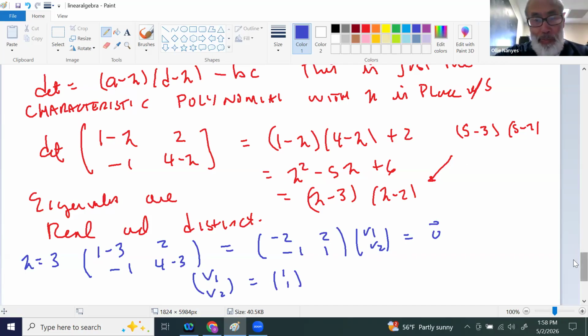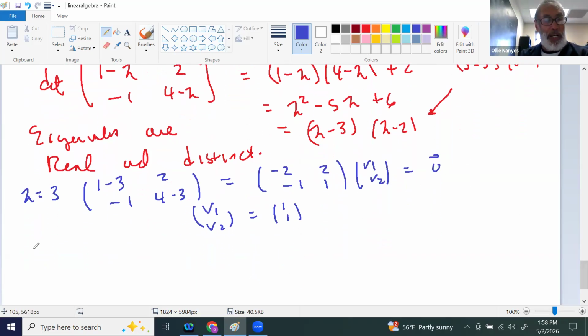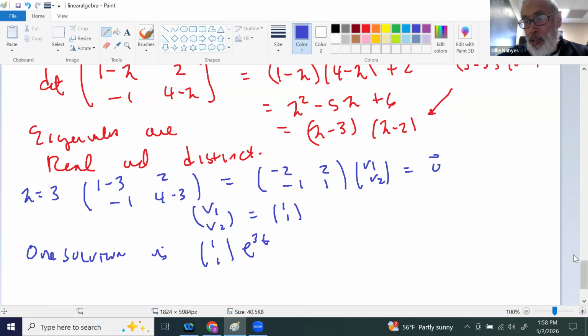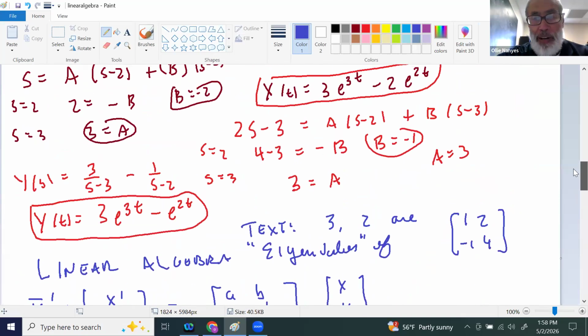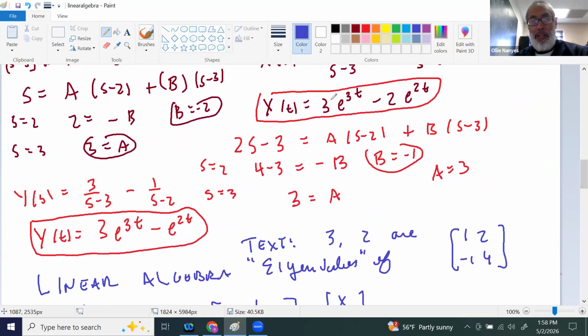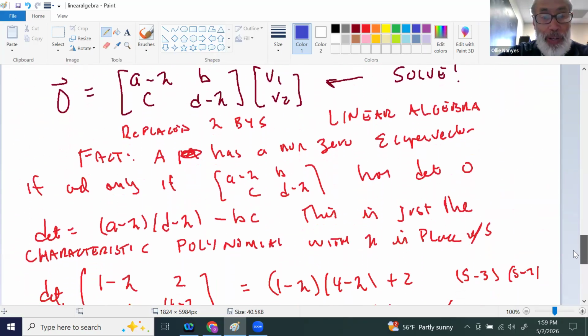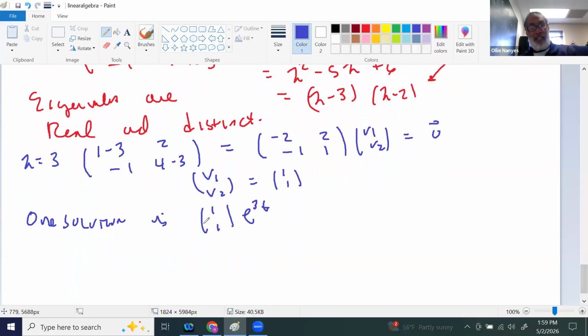This corresponds to lambda equals 3, so one solution is the vector 1, 1, e to the 3t, and that's the x and that's y. If you go to the solution that we obtained right here and write it up and down, there we go. We have 3e to the 3t. So that works as well. So that's one solution, and we multiply this by an arbitrary constant because I haven't used initial conditions.